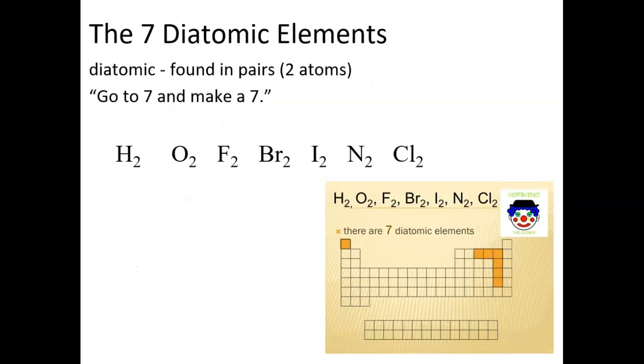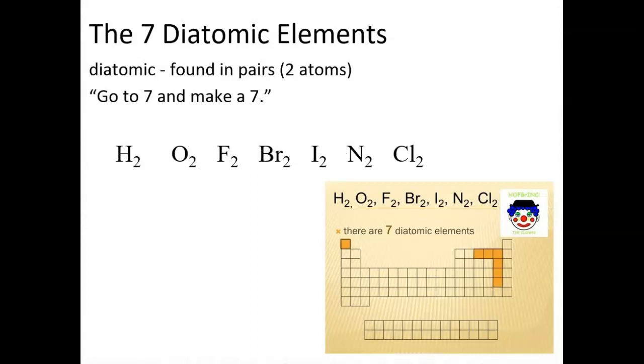And now the last thing we're going to talk about today are the diatomic elements. And this is a review. We've talked about these already. But the diatomic elements means that they're found in pairs in nature. It means they're made of 2 atoms. They're still pure elements. They're just always found bonded to one another.